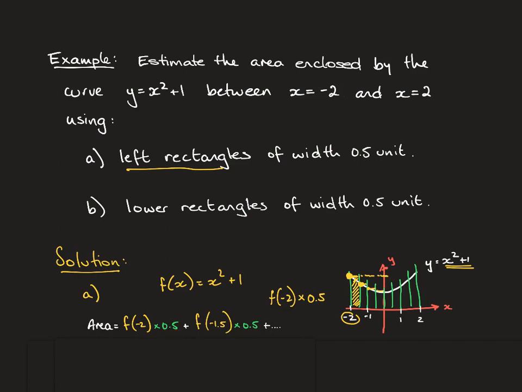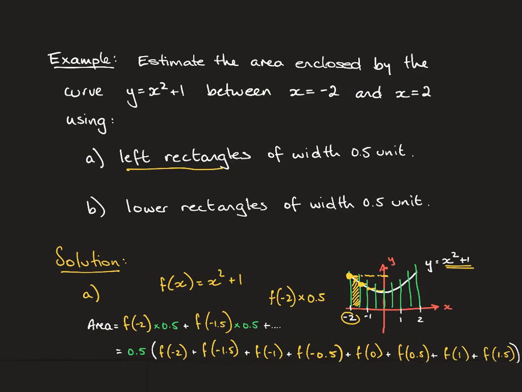So one of the things that you can actually do is simplify it by taking out the 0.5 as a common factor and then just adding all of your substitutions together, which is what I've done here. So instead of writing f of -2 times 0.5 plus f of -1.5 times 0.5, etc., etc., etc., I've just got all of those values added together and then finally multiplied by 0.5.